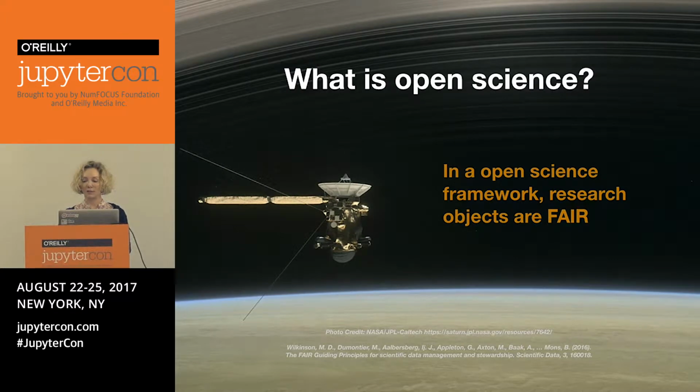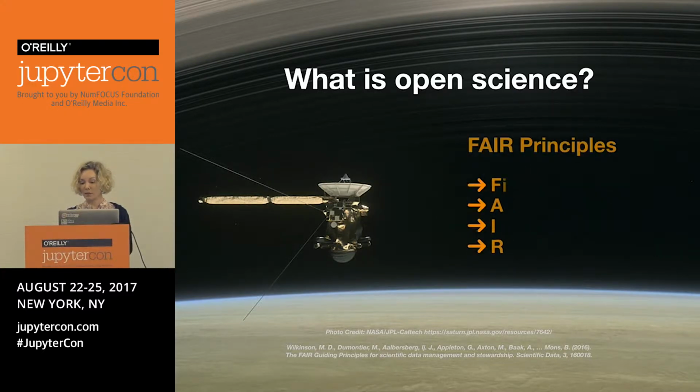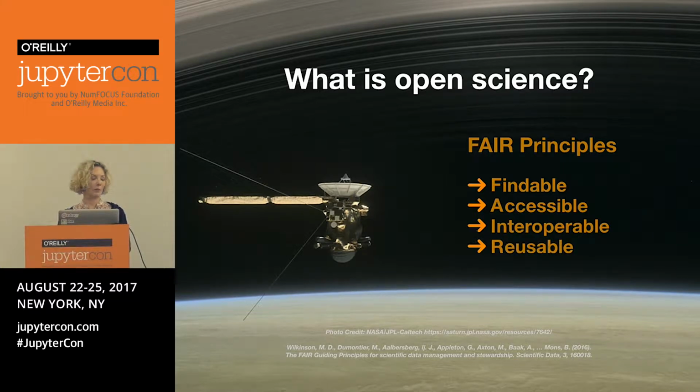And in the open science framework, research objects are what are called FAIR. This is just a set of guidelines and principles made by Force 11. If any of you are familiar with them, they're a group that works on giving credit to researchers for the work that they do, including code, data, and other technological inventions that they use. And so the FAIR principles are findable, accessible, interoperable, and reusable.